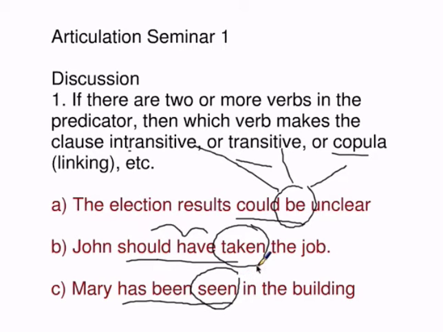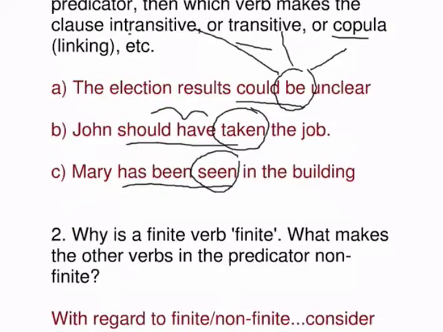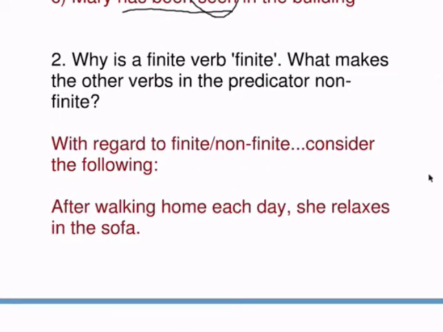So it's the lexical verb. If there's more than one verb, then it's the lexical verb which shows whether it's intransitive or copular. If there's only one verb in the predicator, then obviously it's that one which does it. We scroll down. Now go to question 2.